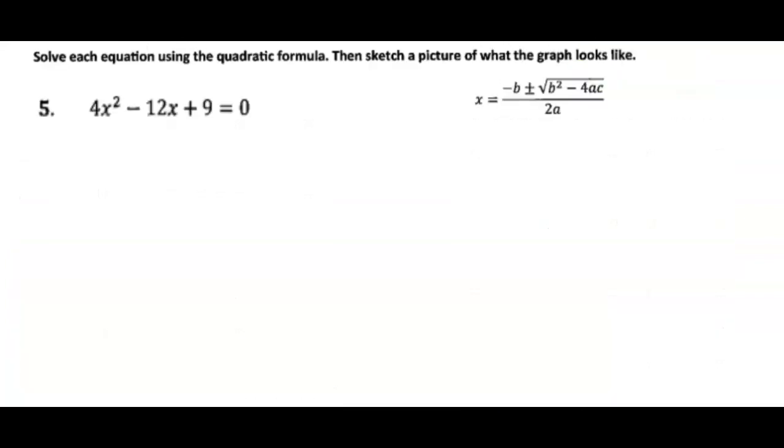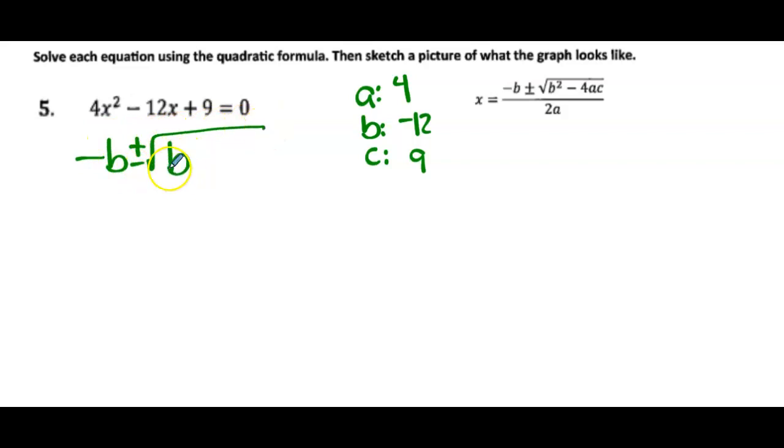The next thing I want to talk about is the quadratic formula. Quadratic formula, remember, is this. I need to identify my A, my B, and my C to be able to do this. In this case, it's 4, -12, and 9. And then I need to plug and chug. Opposite of B plus or minus the square root of B squared minus 4AC all over 2A.